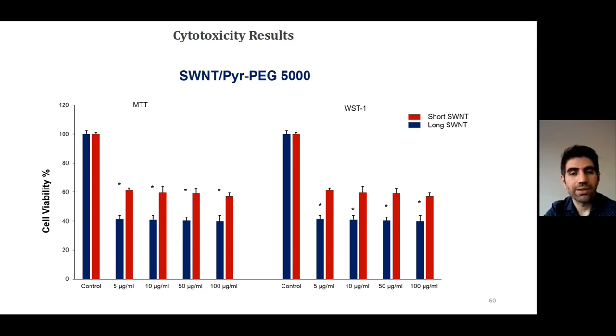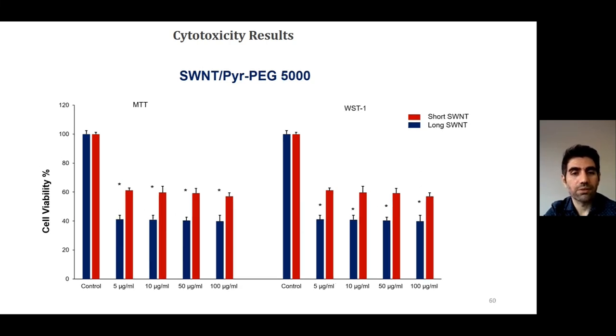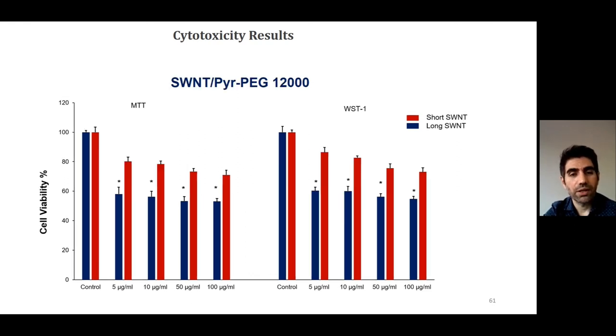Here, for a little bit higher molecular weight of polyethylene glycol, we got better results both for short and long, similar to 2000. 5,000 shows that these nanoparticles can obtain biocompatibility, particularly short carbon nanotubes, as you can see in cell viability for different doses of these nanoparticles. And we used a higher molecular weight of polyethylene glycol for coating of these single wall carbon nanotubes.